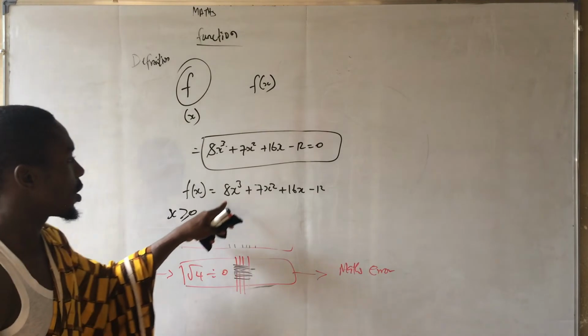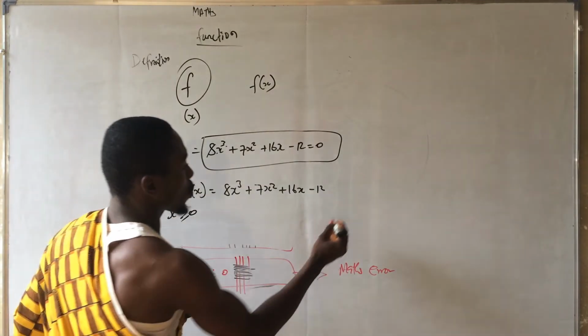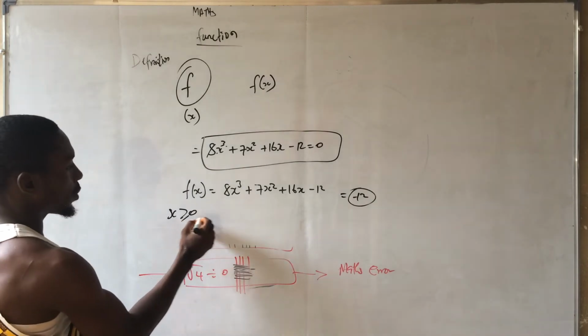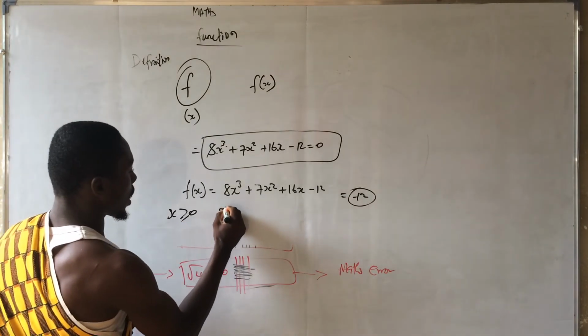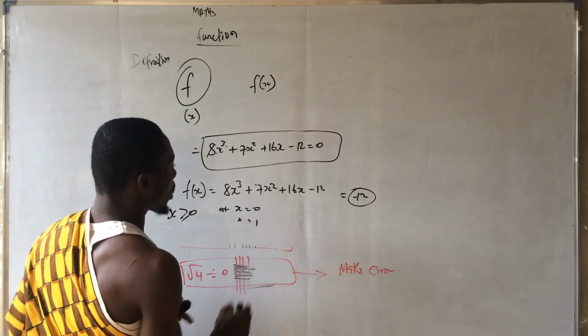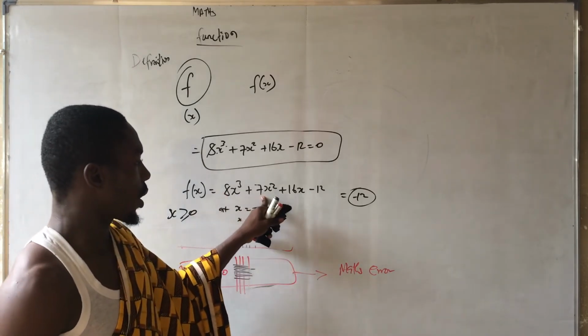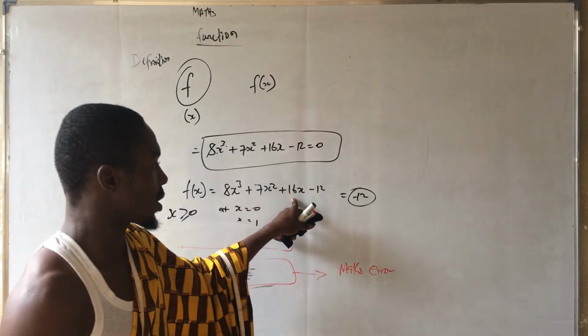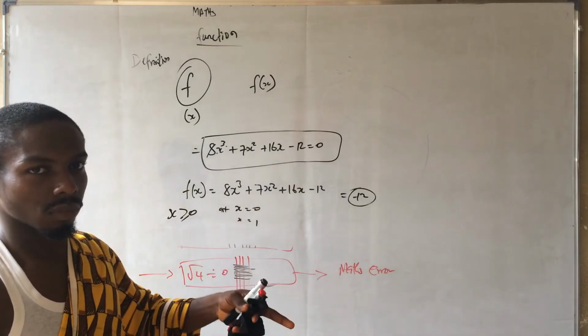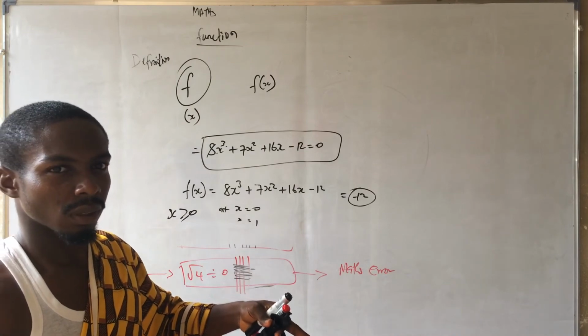different numbers. Let's say x is 0. The first one you're going to have is negative 12 when you evaluate this at x equal to 0. At x equal to 1, you have 8 plus 7, which is 15, plus 16 is 31, minus 12. It is going to give us 19.